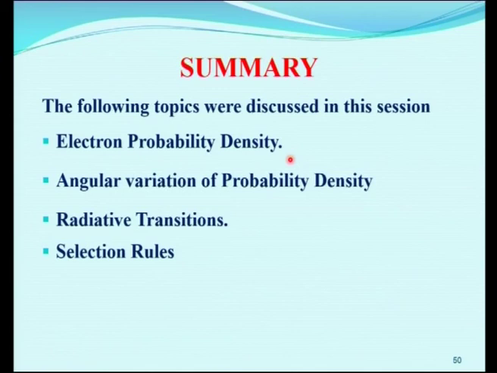Now let us summarize the topics we have seen in this session. We have seen electron probability density, in which we found where the electron is located between r and r plus dr in one octant of the sphere, considering the spherical nucleus, and we also saw the angular variation of probability density. Then we saw radiative transition, de-excitation, and the electromagnetic emission during de-excitation. Then we saw selection rules, what the forbidden band and allowed band are, and the rules for forbidden and allowed transitions.